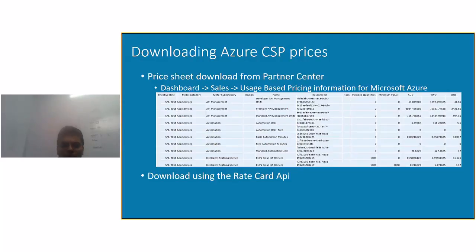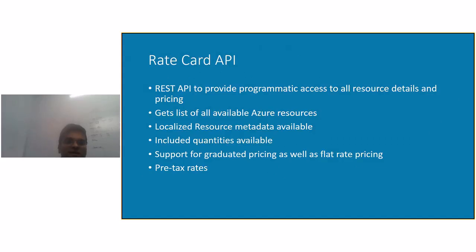So I'll go a little deeper into the rate card API and what use that is for you. It's basically a REST-based programmatic API to get all resource details and pricing. It lists all the available Azure resources. There is resource metadata. The main thing that you need to really program against is the key, which is the GUID or the resource ID.